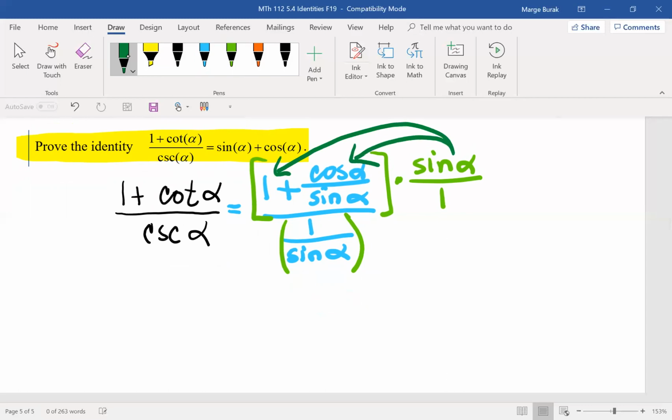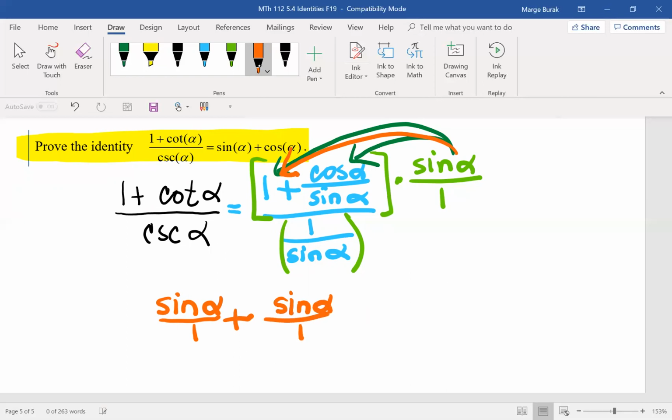All right, so 1 times the sine of alpha, that's easy enough. That becomes the sine of alpha, we'll keep it over 1 for now. Okay, so that's what I just did right here. Plus, now I'm going to do sine of alpha over 1 times cosine of alpha over sine. So are you catching this? This one's going to here. So now this times this is right here.